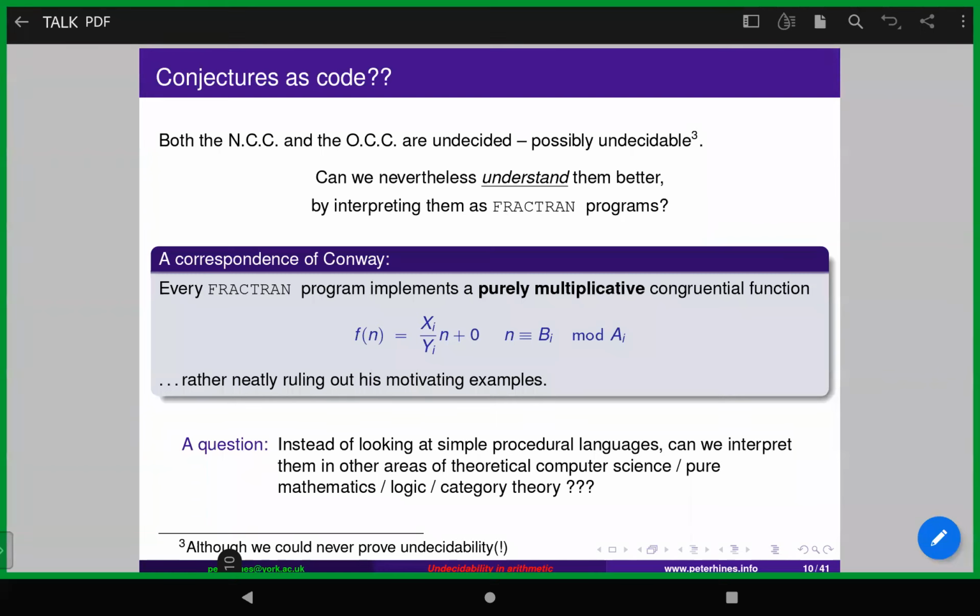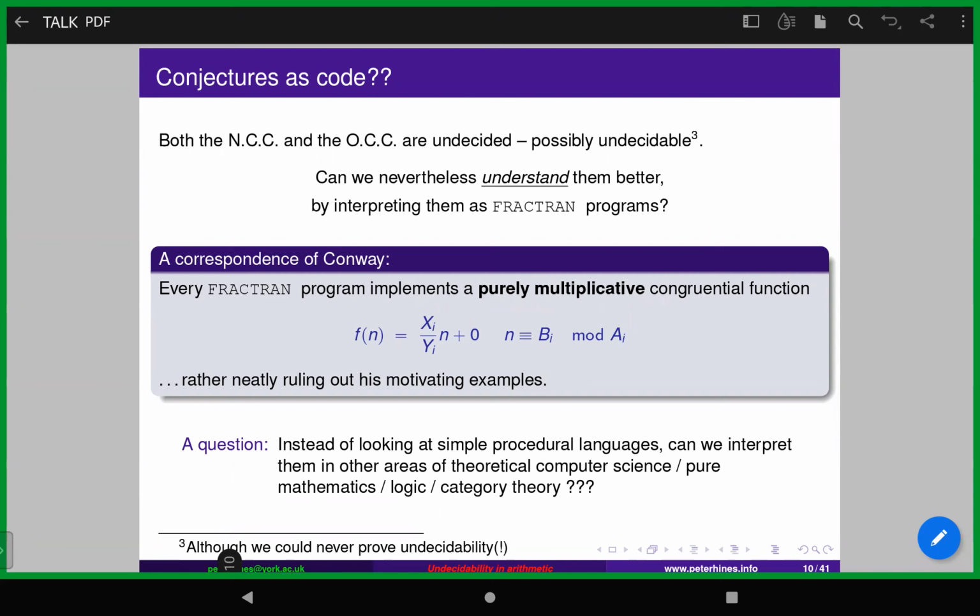So we've ruled out his motivating examples, and the point of the talk today is saying, well, if instead of looking at very simple assembly-like procedural languages, if we look at other areas of, say, theoretical computer science or logic, pure mathematics or category theory perhaps, do we find congruential functions turning up there instead? And can we find even the examples that motivated Conway? And well, the answer is yes, otherwise the talk would finish now.